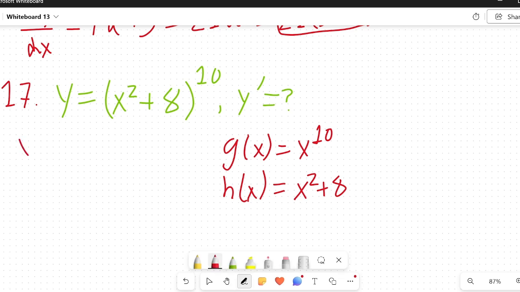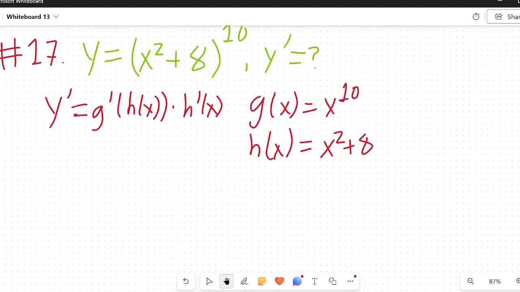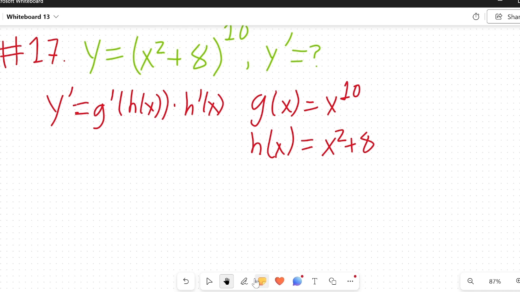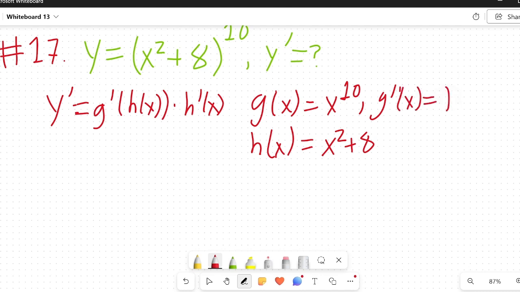So then we know that y prime, by chain rule, is going to be equal to g prime of h of x multiplied by h prime of x. And then solving this, what is g prime of x? If you solve these functions out, g prime of x is equal to 10x to the 9th.